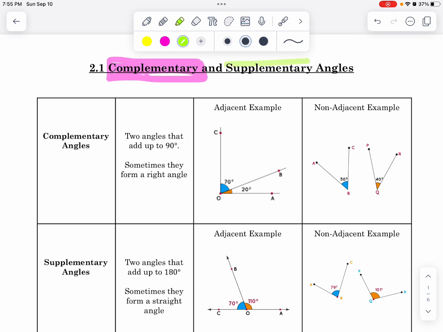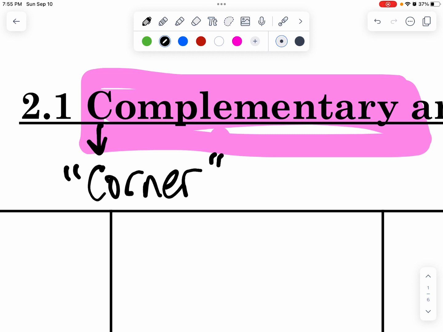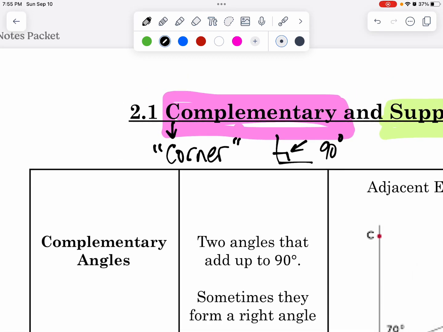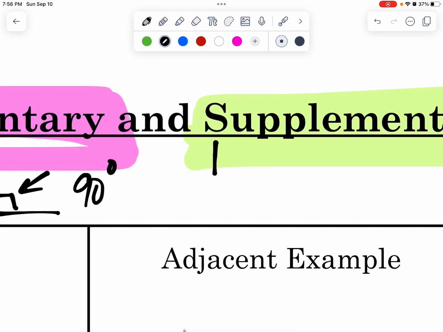It is supplementary. And the way that I want you to remember these, someone taught me this a long time ago. I did not learn this when I was in high school. But complementary starts with a C, and it kind of makes me think of a corner. You know how the corner of a room is a 90-degree angle? Or a corner of anything, the corner of your piece of paper, the corner of your desk. They both start with C, right? That's a 90-degree angle.